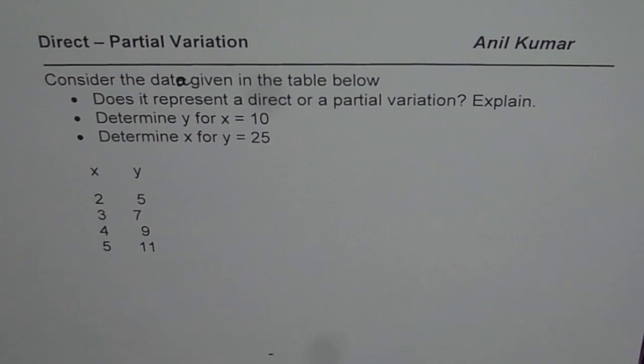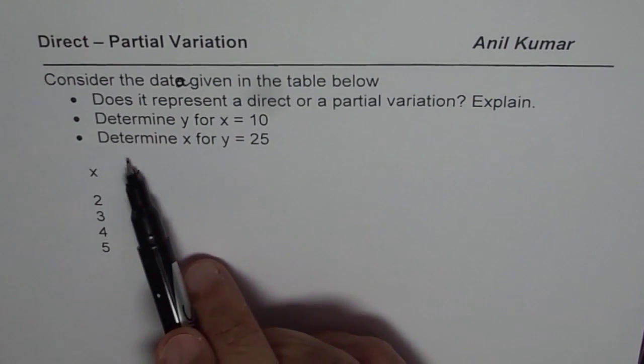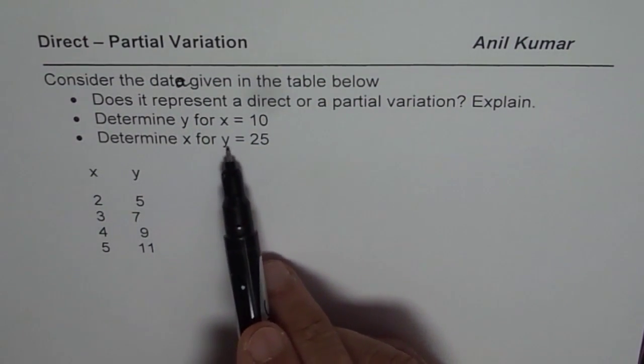I'm Anil Kumar, and in this video we will learn how to find whether the given data represents direct variation or partial variation. Question is, consider the data given in the table below. Does it represent a direct or a partial variation? Explain. Determine y for x equals to 10 and determine x for y equals to 25.